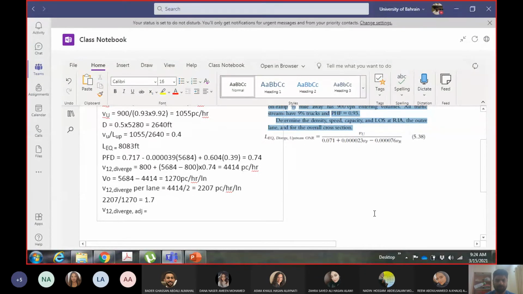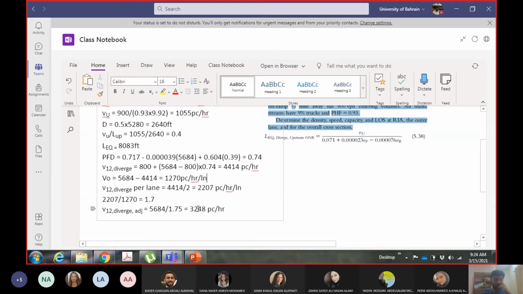So the freeway flow is 5684 divided by 1.75. How much is it? 3248. Okay.